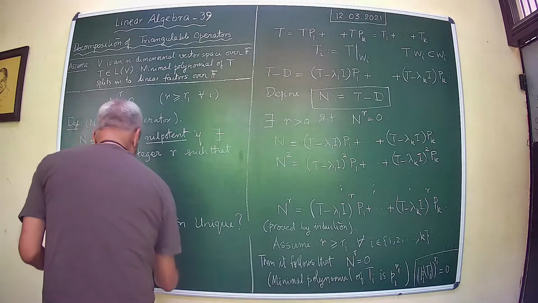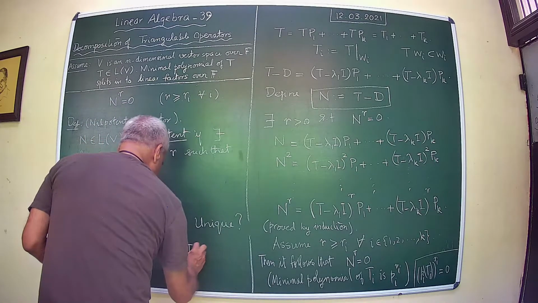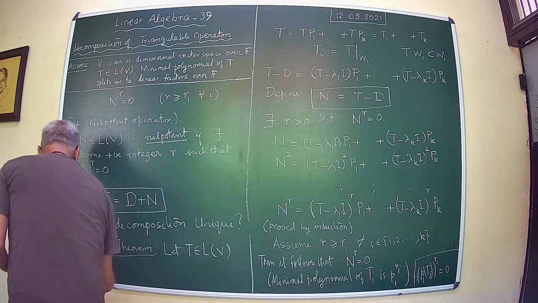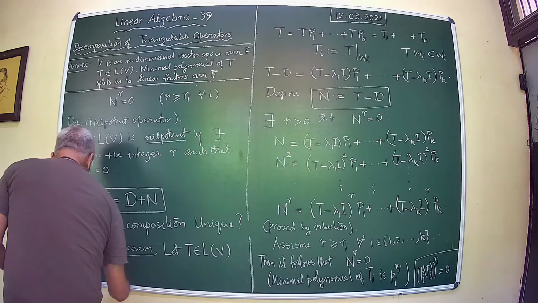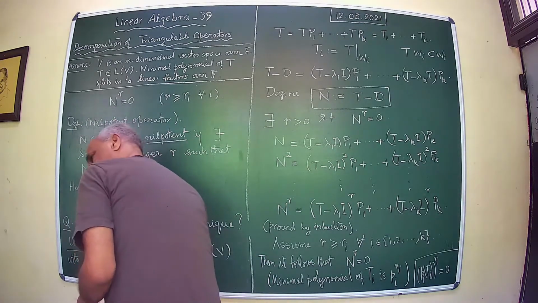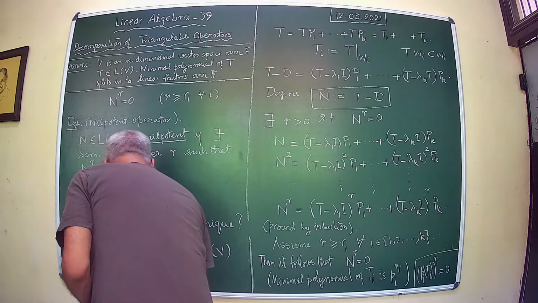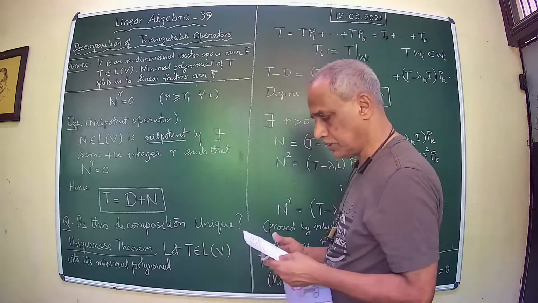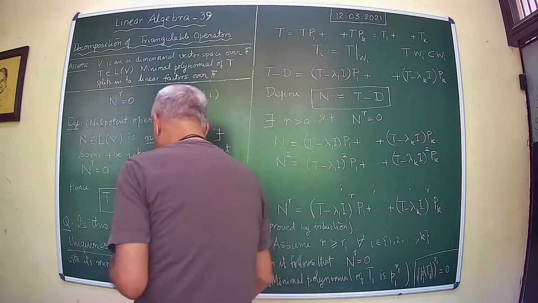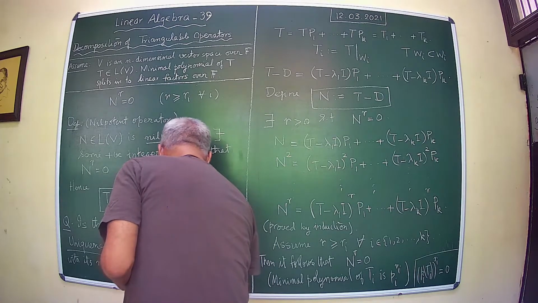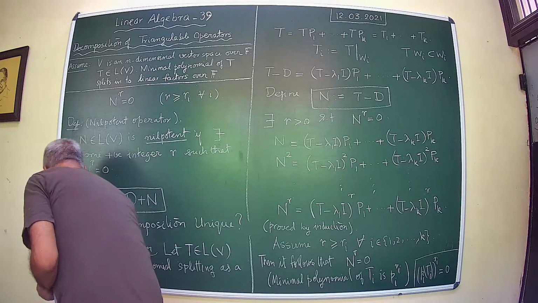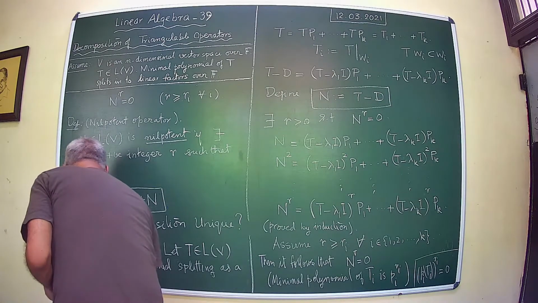So let T be an operator with its minimal polynomial splitting as a product of linear factors.